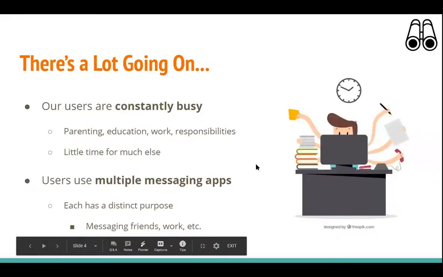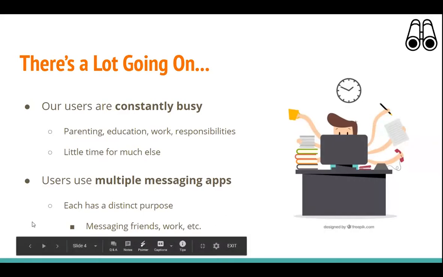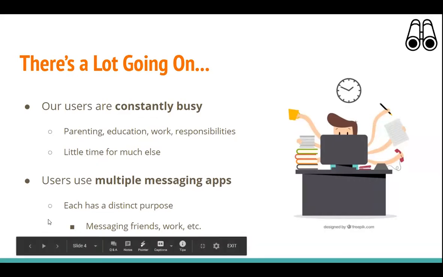We found out that there's a lot going on in each of their lives. Our users are constantly busy, whether they're parenting, going through education, or going through work or responsibilities, and they don't have much time to use their devices as much as they want. Because of that, they've probably found apps that have multiple purposes. They're using multiple messaging apps, each for a different use, whether it's messaging friends or something work related.